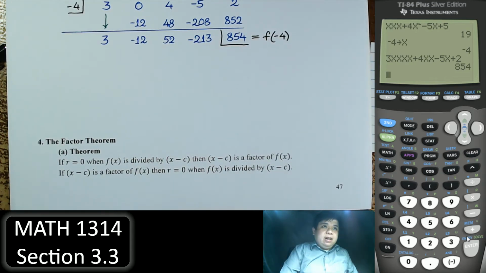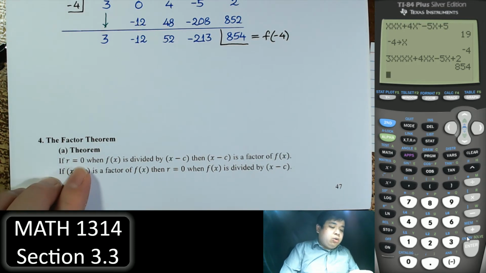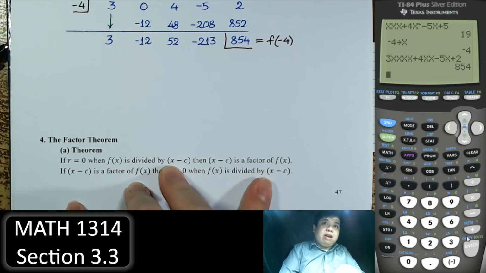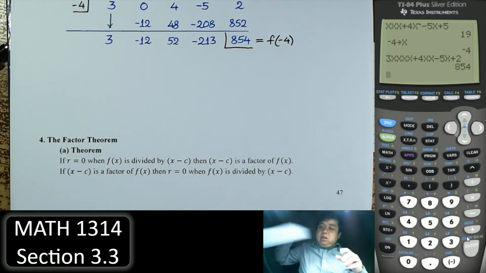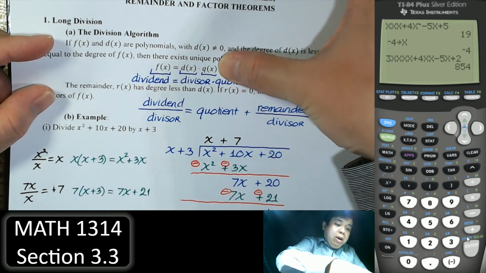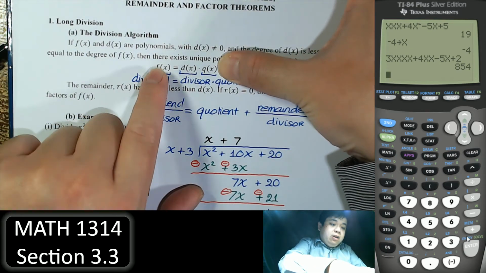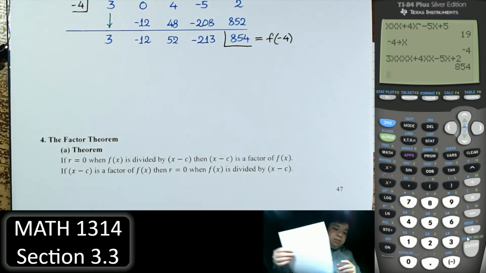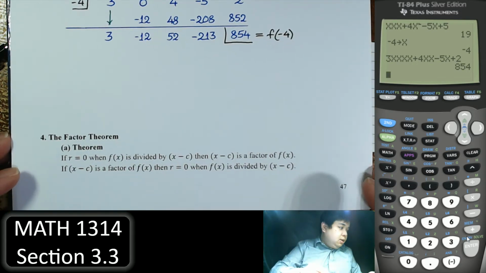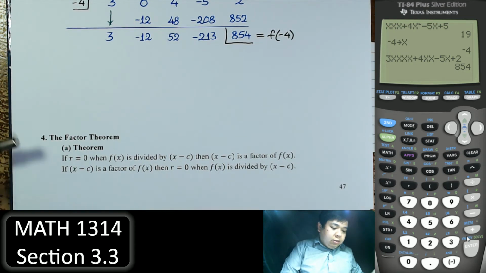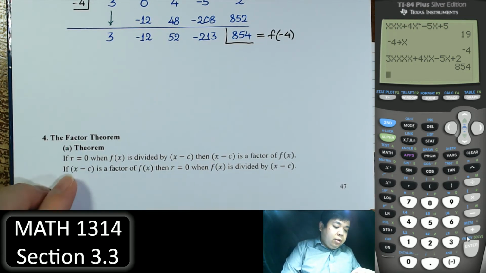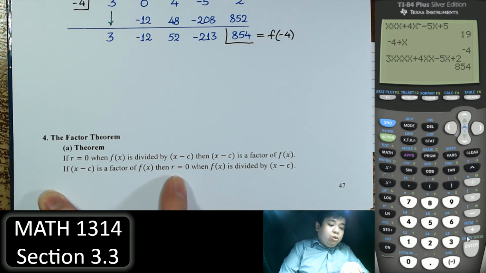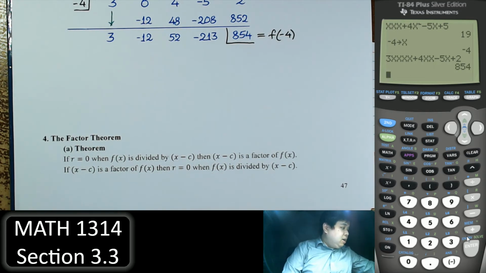Next, we have the factor theorem. If r is equal to 0 when f of x is divided by x minus c, then x minus c is a factor of f of x. Well, that's what we mentioned at the beginning of the section. If the remainder is equal to 0, then we just have the polynomial equal to divisor times quotient. So this is a factor. And if x minus c is a factor, then r is equal to 0 when f of x is divided by x minus c.